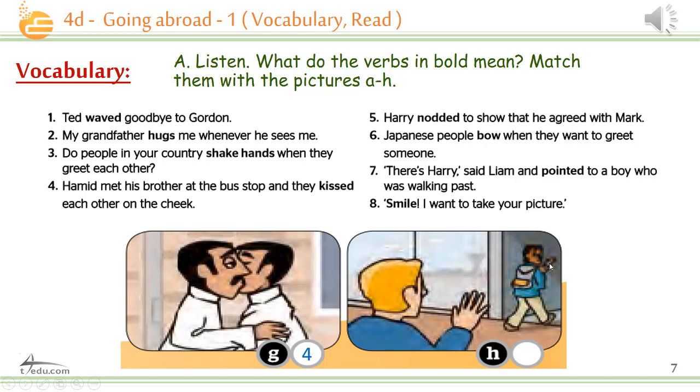Now, look at the boys here. He's leaving. So they're saying goodbye using the hand gesture, which is a wave. Yes, it's called a wave. Very good. So it is, which one?